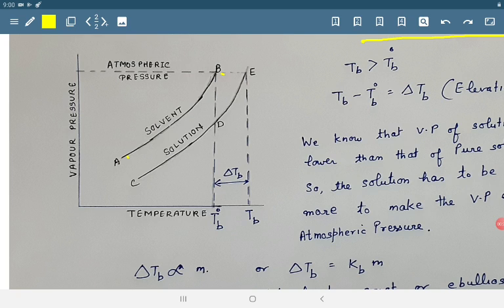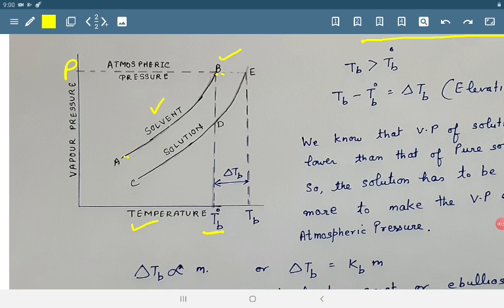AB is the vapor pressure curve for pure solvent. As we move from A to B, the temperature goes on increasing and vapor pressure also goes on increasing. Let at B, the vapor pressure of solvent become equal to atmospheric pressure P. So the corresponding temperature T naught B, this is the boiling point of pure solvent.